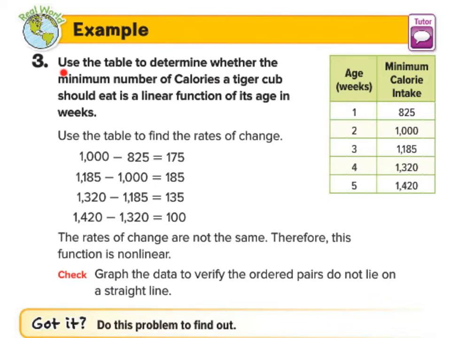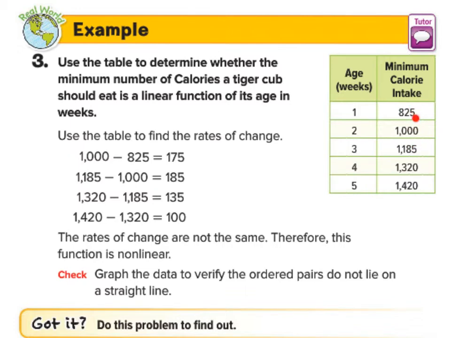Example 3. Use the table to determine whether the minimum number of calories a tiger cub should eat is a linear function of its age in weeks. So here's the tiger cub, age in weeks, 1 week, 2 weeks, 3 weeks, all the way up to 5 weeks. And the minimum calorie intake it must eat as it grows each week. So in the first week, it should eat 825 calories. The second week, 1,000. The third week, 1,185.